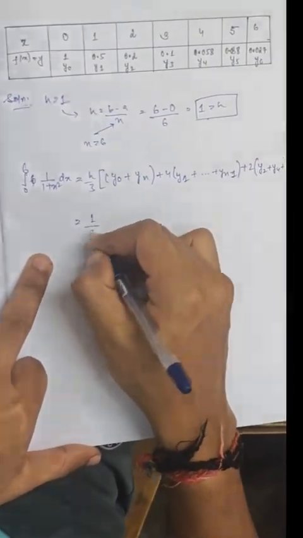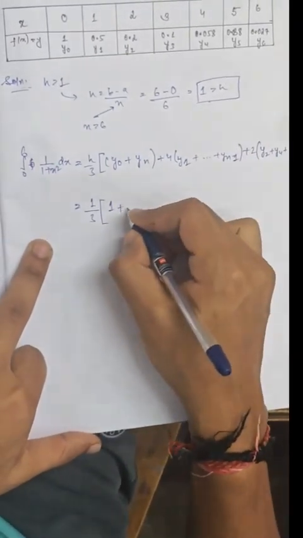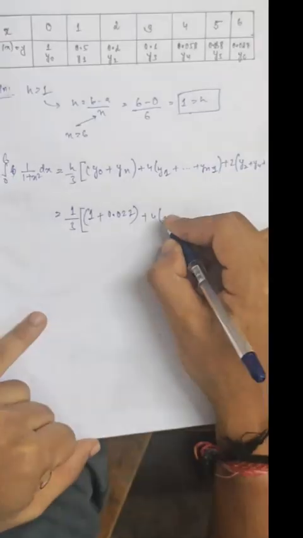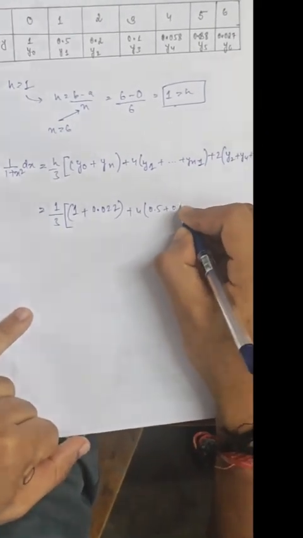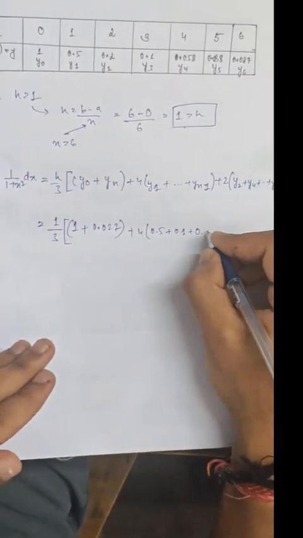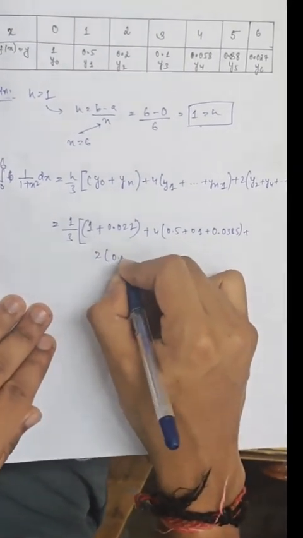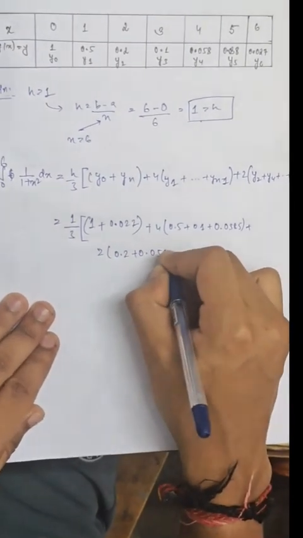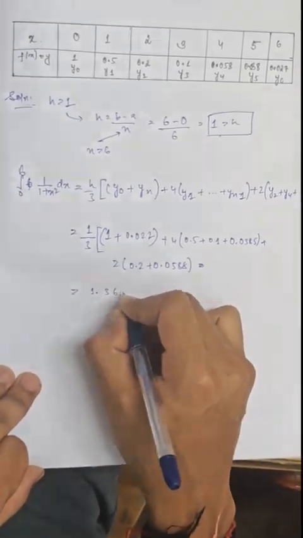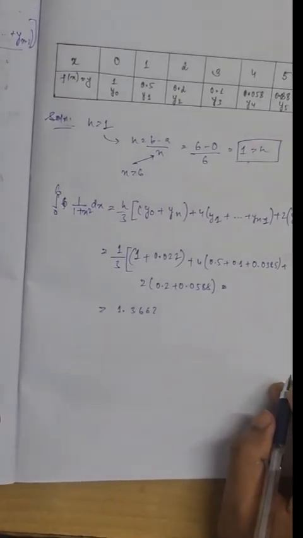Here h is equal to 1 upon 3, y0 being 1, yn being 0.027, plus the sum of all odd terms: y1 is 0.5, y3 is 0.1, and y5, as we are going only up to 6, so our last odd term will be y5, and it is given as 0.0385, plus the sum of all the even terms y2 plus y4, which is given as 0.8. After solving we get a value of 1.36662.